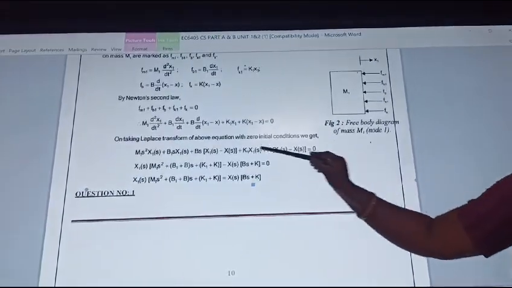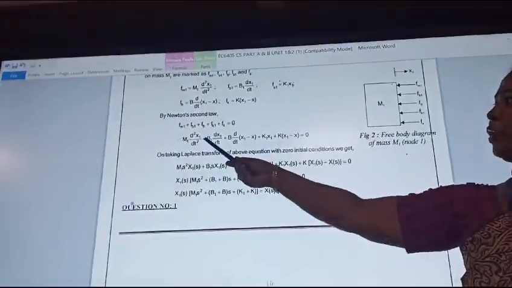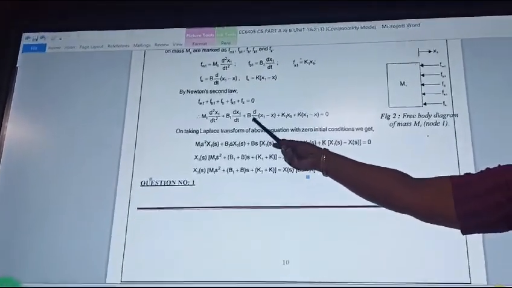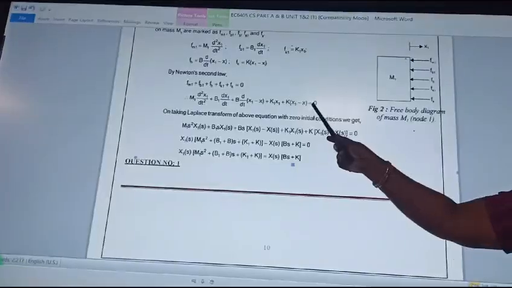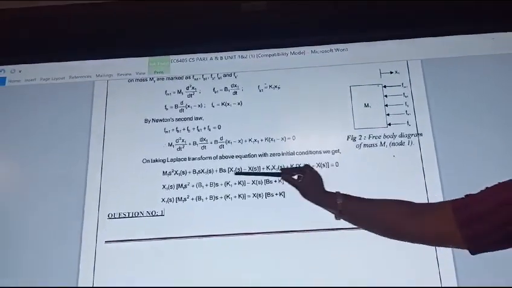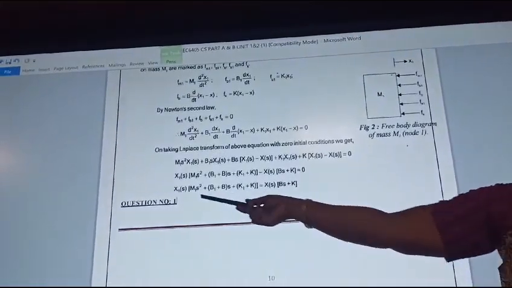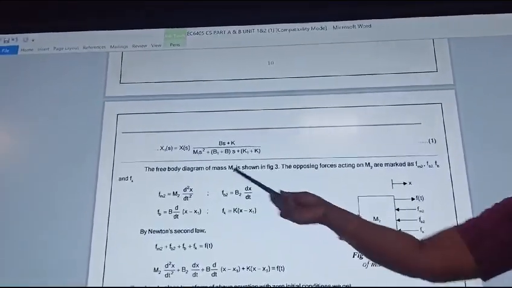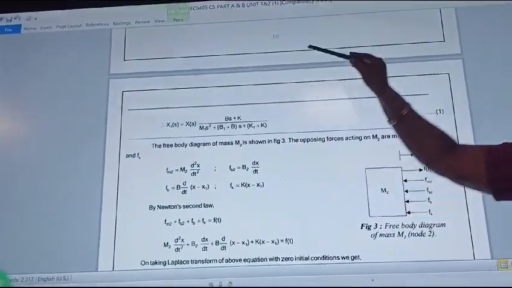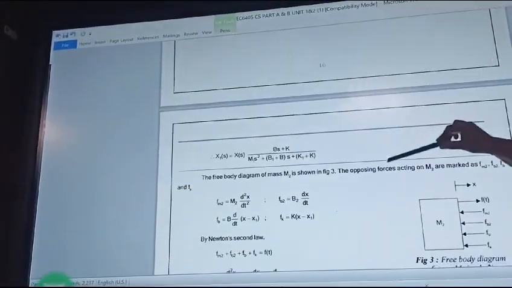Then you must apply the Laplace transform. The Laplace transform of d square x1 by dt square is s square into X1 of s. In the same way, dx1 by dt is s into X1 of s, and likewise for X of s. Substituting, you will get this equation. Simplify it by taking X1 of s common and X of s common. After cross multiplying, X1 of s equals this term divided by that term, so it becomes like this.